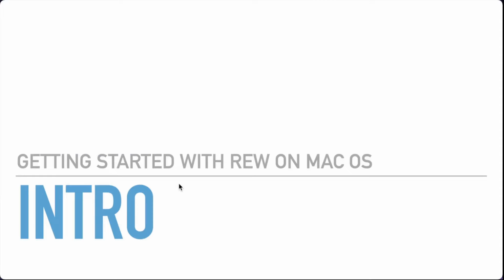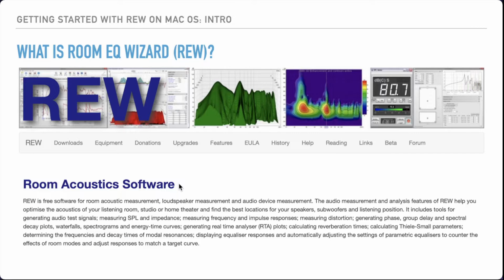Whoops, wrong button. So what are we going to do? Well, what is REW Wizard? REW Wizard is room acoustic software. It allows us to take all kinds of different measurements of our rooms, and then we can use that to help figure out what kind of things we're hearing, what things we might want to address.